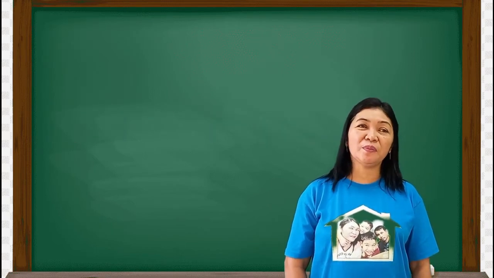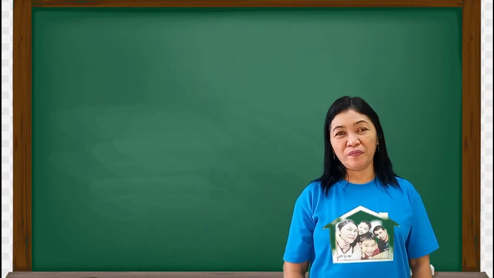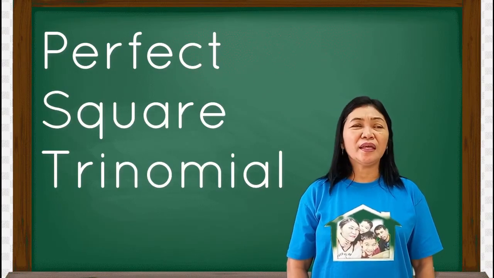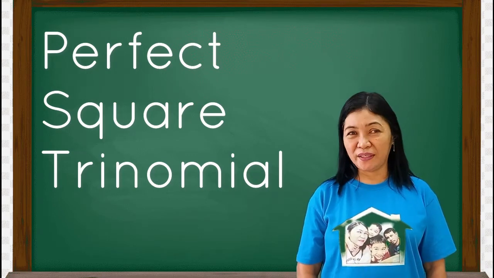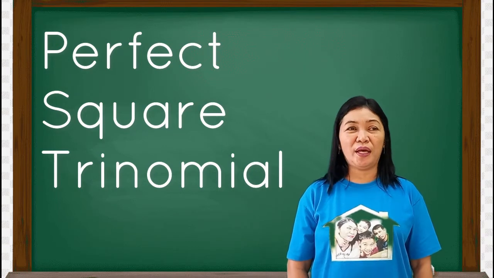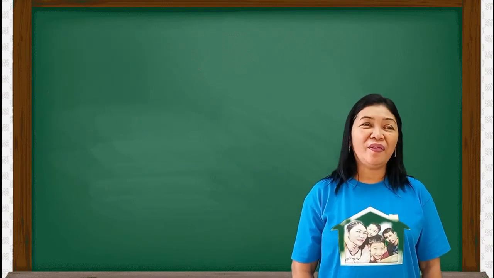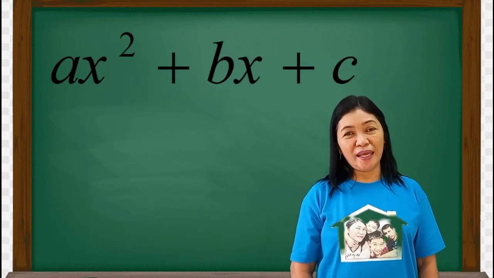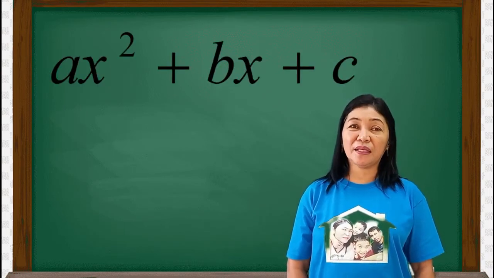Let's put the terms together. We form the phrase perfect square trinomial. Can you still recall how to find the last term of a perfect square trinomial, also known as PST? That's the value of c in the quadratic expression ax squared plus bx plus c.